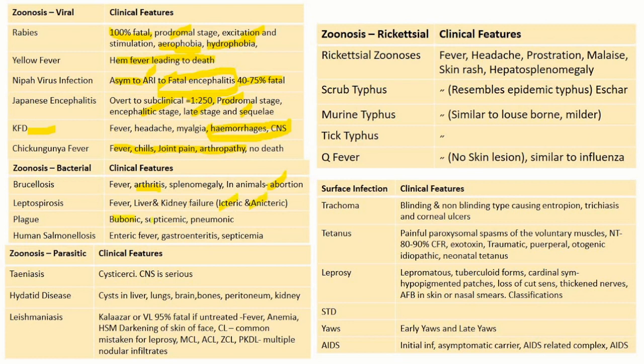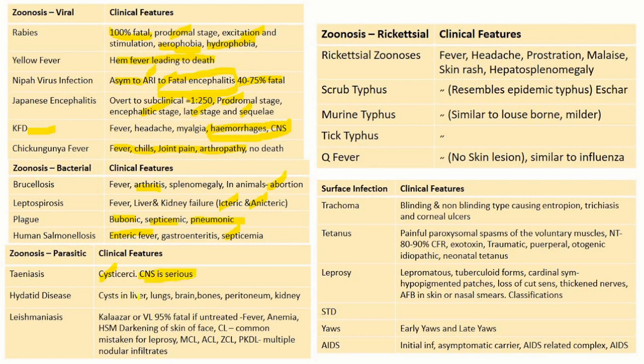Plague: there will be bubonic plague, septicemic presentation, and pneumonic presentation. And then this pneumonic case is the infective type. Human salmonellosis presents with enteric fever, gastroenteritis, and septicemia. Taeniasis presents with the cysticercus. It will not present with any symptoms, and when there are pressure effects, especially in the abdomen and in brain, it will be serious.